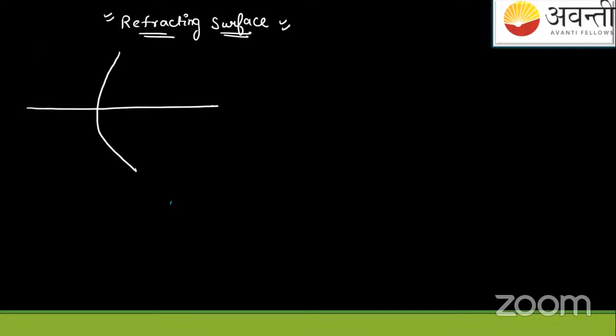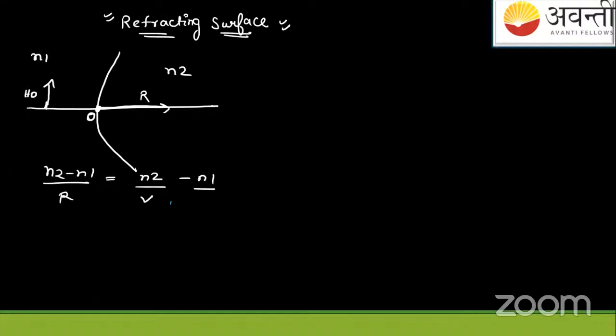Okay, this is the refractive index N1, and this is the refractive index N2 here. This is the center vertex. If this is the object, something like this, with height of the object O, we know this formula. What was the formula? The formula was this: N2 minus N1 upon R, where this is the radius of curvature defined for this, is equal to N2 by V minus N1 by U.